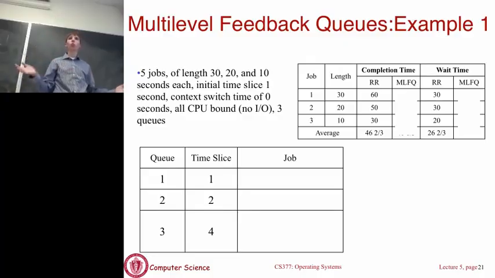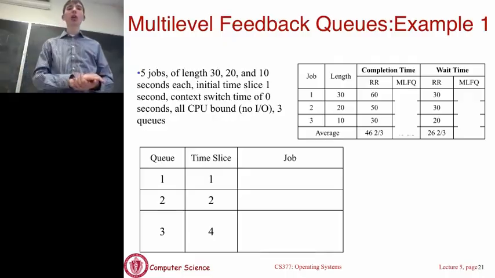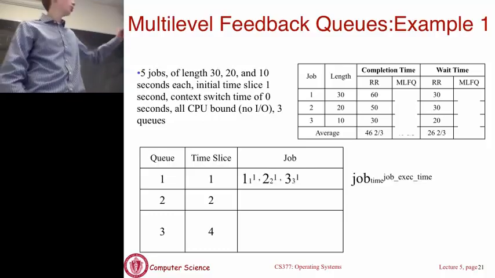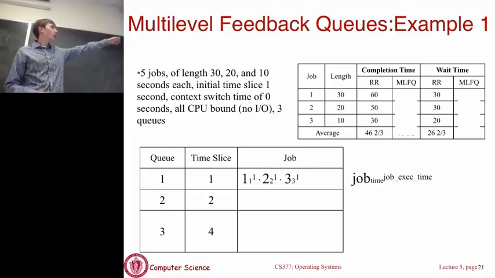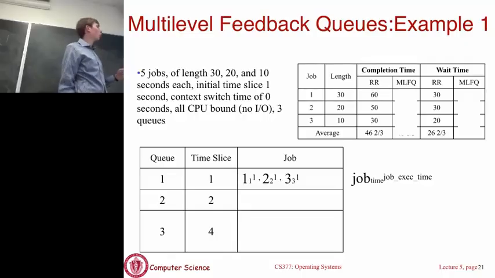Job 2 runs for 1 second, and then what happens to job 2? Right, same thing. Job 2 runs for 1 second, doesn't give up the CPU, drops down a level. And then similarly for job 3. So, we're essentially sketching out how this is working.